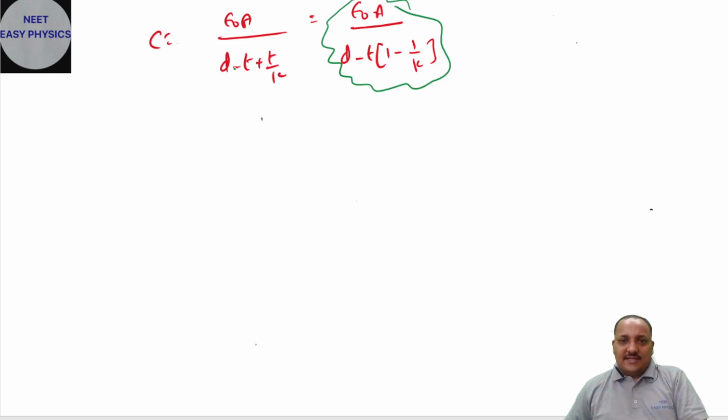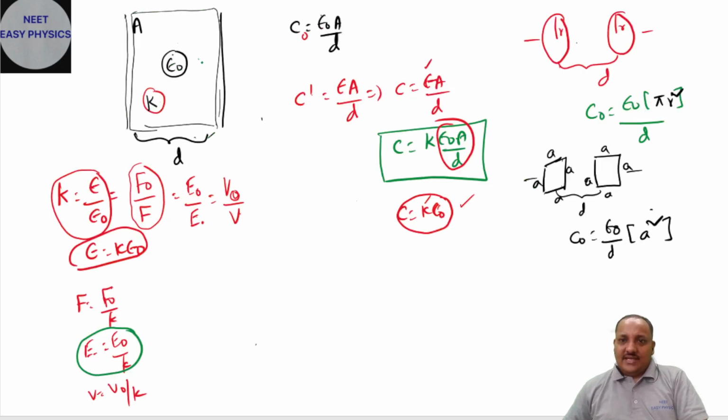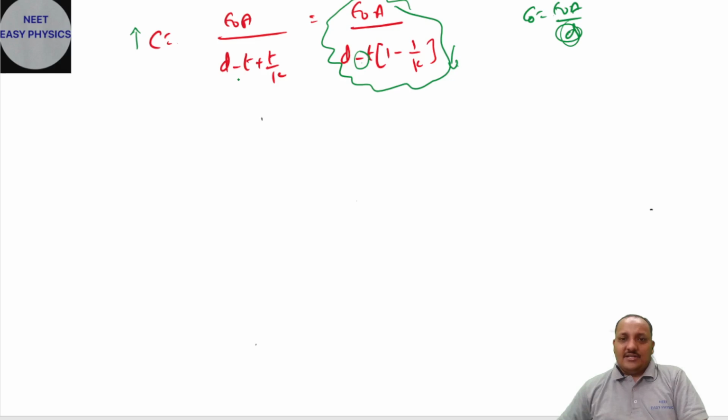Now, does capacitance increase or decrease? See, C naught is equal to epsilon naught A by D whenever the space is empty, air or vacuum. Now we got D minus something, so the distance is going to decrease and the capacitance is going to increase. If you place the dielectric fully, capacitance increases K times. If you place the dielectric partially also, capacitance increases because the distance is going to decrease. You should remember this formula.